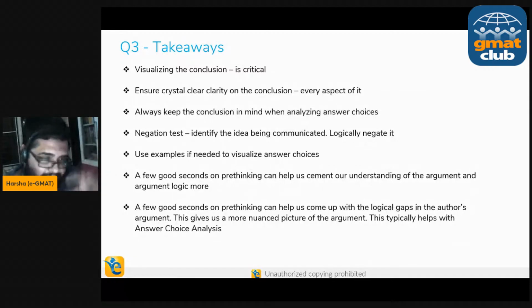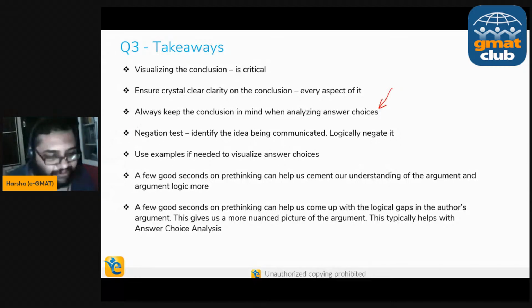Will sell well versus expected to sell well. If you did not fall for it, and if you still chose option E here, if you did not notice that, and if you still chose option E here, you only got lucky. In another question, you will fall for this trap if you're not watching that. All right. Remember, you have to keep your conclusion and logic in mind when you're analyzing answer choices.